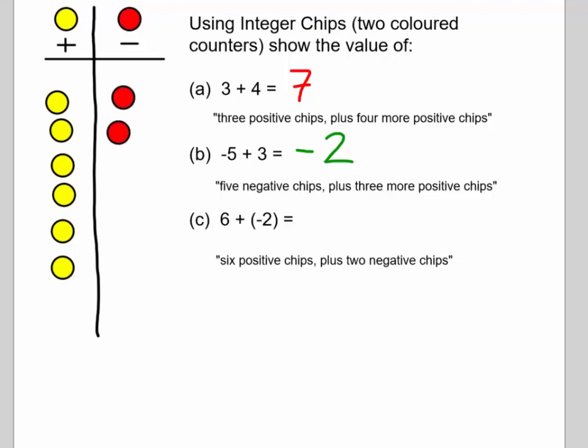And then the top 2 terms right here will disappear. These will be zeroed out, and I'll be left with an unbalanced amount of positive 4. So that's how the zero principle works. That's how the integer chips work.